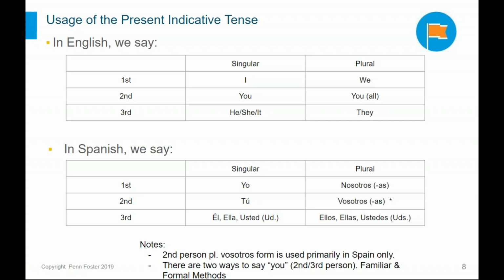And then as the bottom of the slide says, vosotros, you won't learn that, you won't have to use that, you won't be responsible for that in your program with us. It's primarily used in Spain, so it's not something that's often taught in the United States.